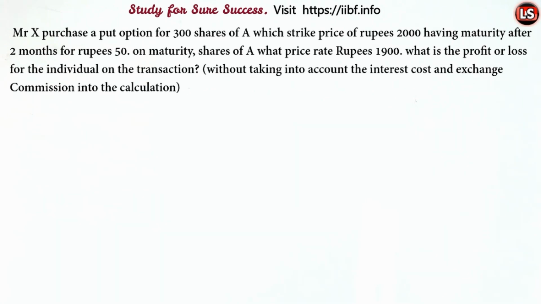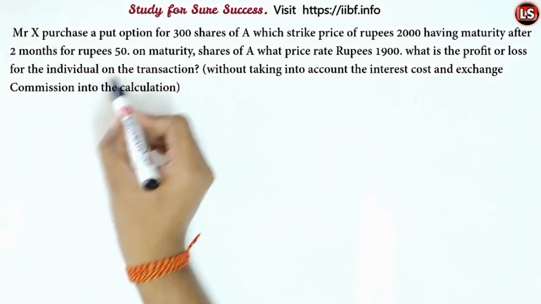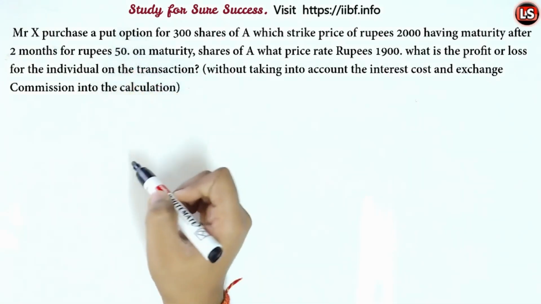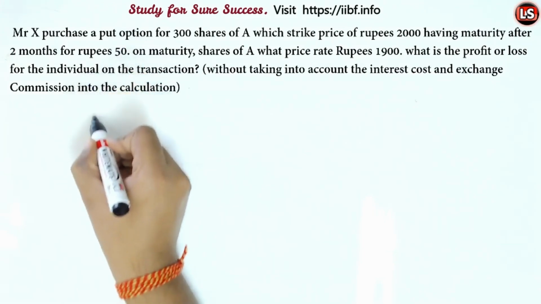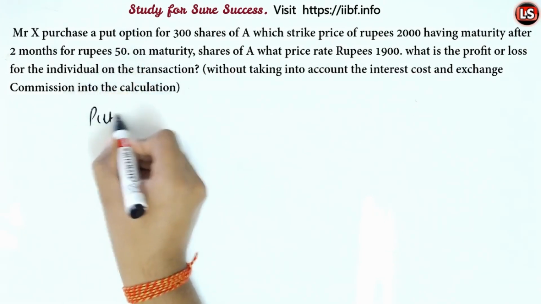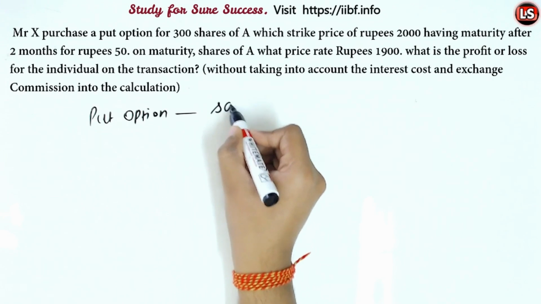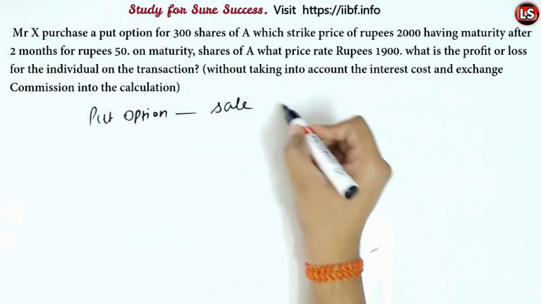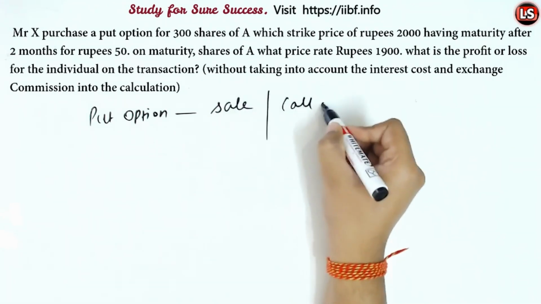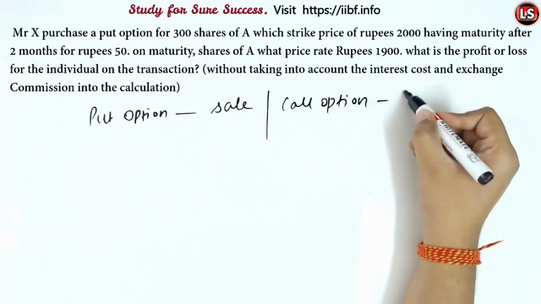And on maturity, the price of shares of company A was 1900 rupees, and we need to calculate the profit or loss for the individual on this transaction. So, before understanding all of this, let's understand what a put option is. Okay? So, now there are two types of options. One is a put option, which is basically used for a sale contract. And the second one that we have is a call option, which we generally use to buy a contract.